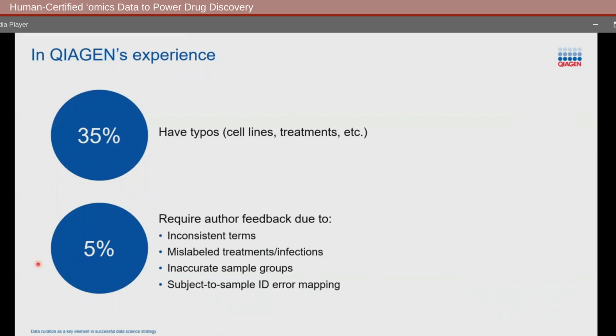But about 5% of the time, the data are just not interpretable without getting feedback from the authors, because during the review, we discover inconsistent terms, mislabeled treatments, infections, and so forth, inconsistent sample groupings between the data submission and the publication, and errors in the subject ID to sample ID mapping. And so we are routinely contacting the authors to clarify these inconsistencies to make sure that we have the highest quality data possible.